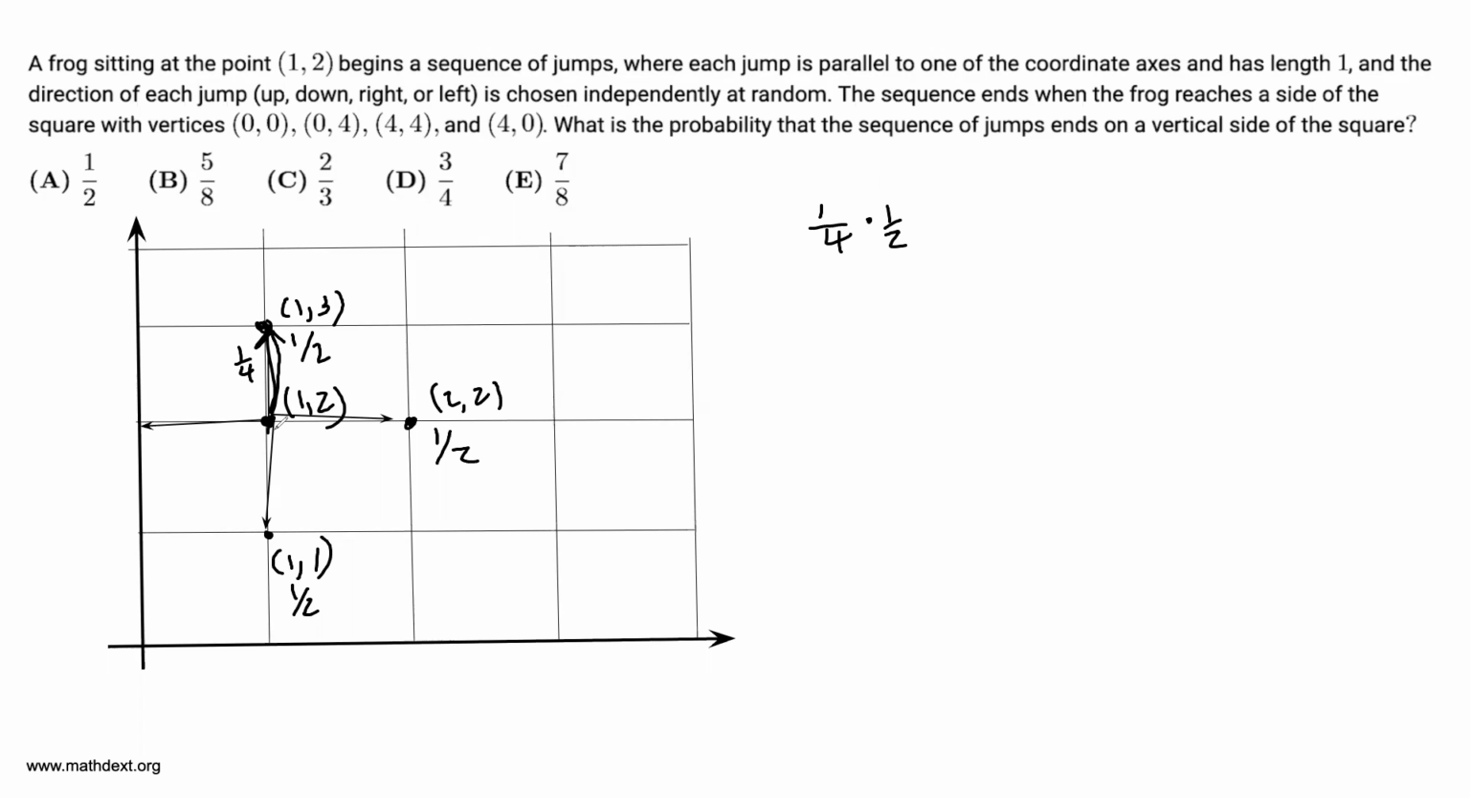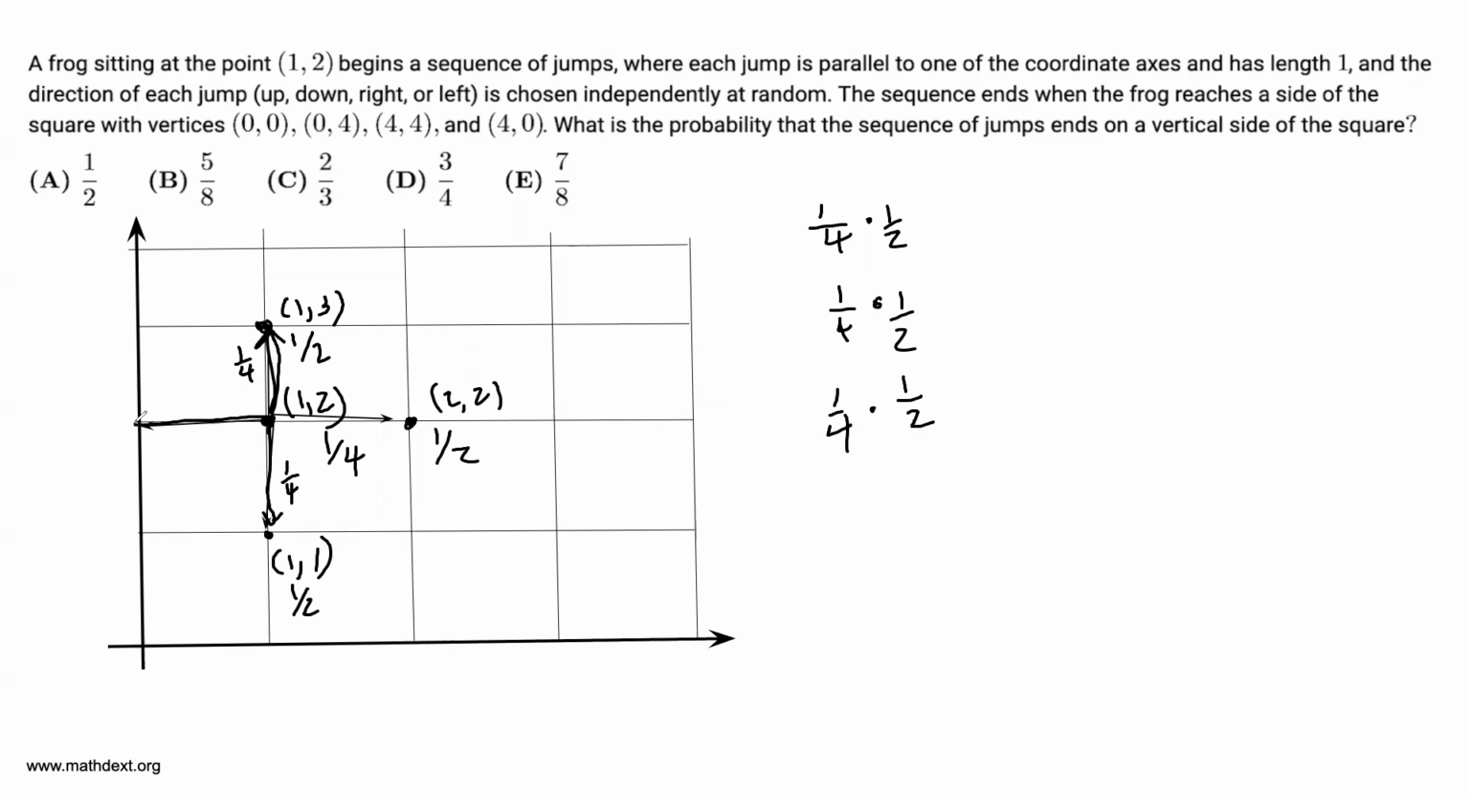The probability that he goes to (2, 2) is 1/4, and the probability that he goes to a vertical side from (2, 2) is 1/2. So the probability that he goes to (2, 2) and then ends up on a vertical side is 1/4 times 1/2. The probability that he goes to (1, 1) is 1/4, and the probability that he goes from (1, 1) to a vertical side is 1/2. So the probability that he gets to (1, 1) and then reaches a vertical side is 1/4 times 1/2.